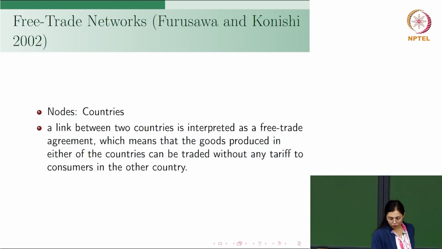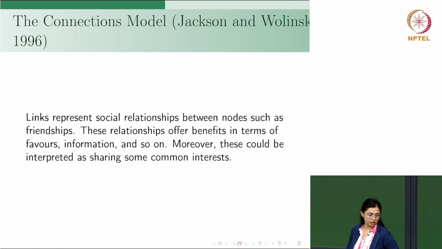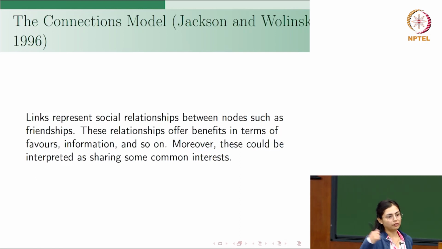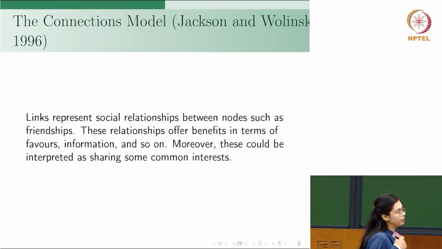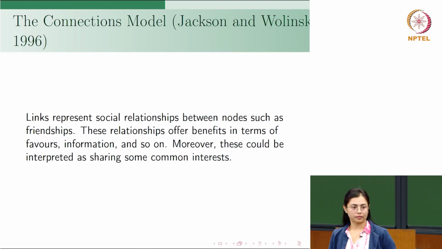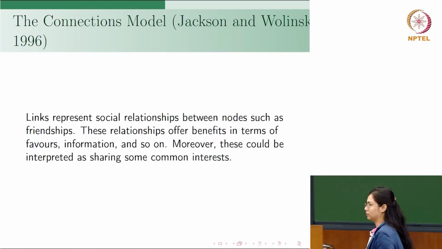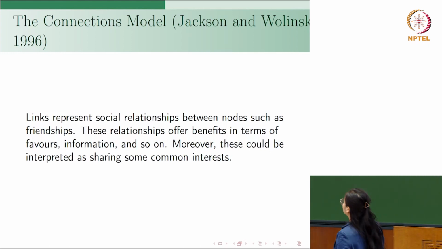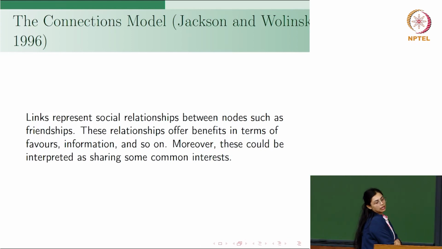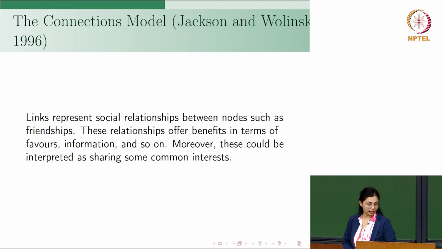Okay, I have one more example here. It's Jackson and Wolinsky 1996, described as a connection model. After this lecture, I have four more lectures, so I'll talk about this paper. It's about strategic network formation, how a network is formed, stability versus efficiency. I'll start from this paper. In it, Jackson and Wolinsky talk about this connection model. What is the connection model?